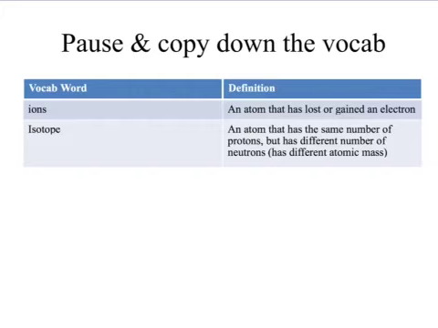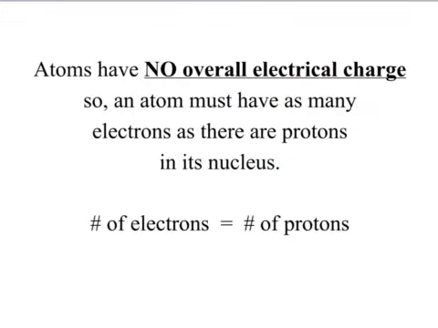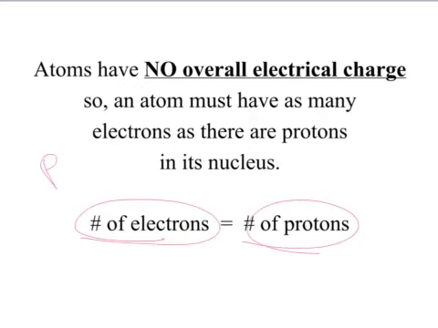Pause this video and copy down these 2 words in your vocab sheet. Atoms have no overall electrical charge, so an atom must have as many electrons as it does protons. So the number of electrons will also equal the number of protons in most cases. Kind of like how Mattersville's morale, or the mood, was neutral, because for every positive Patty sister, they had 1 negative Elliott brother, right? So it kind of balanced each other out.